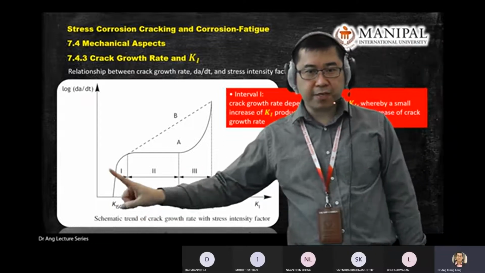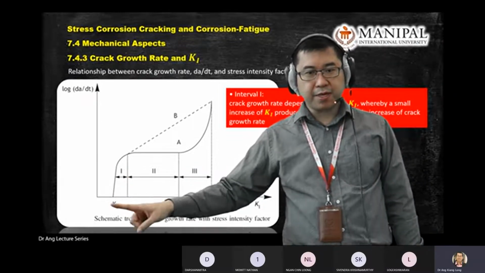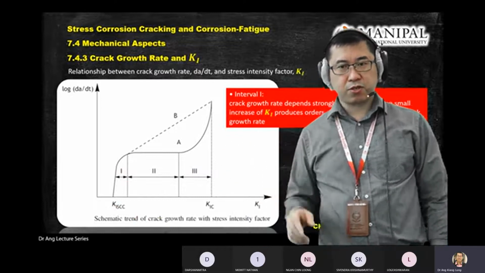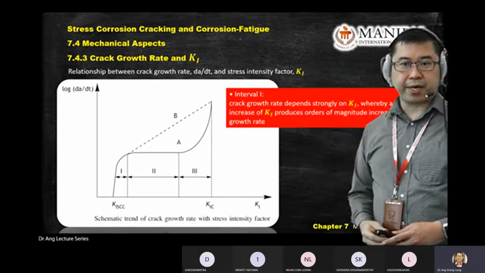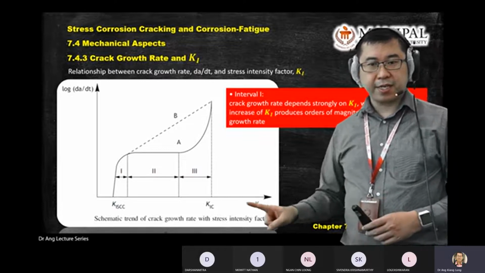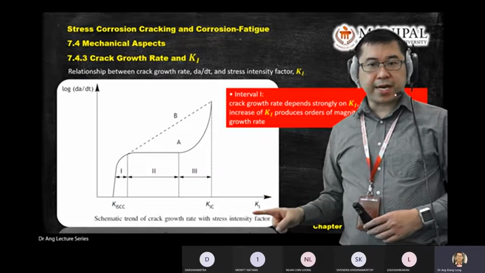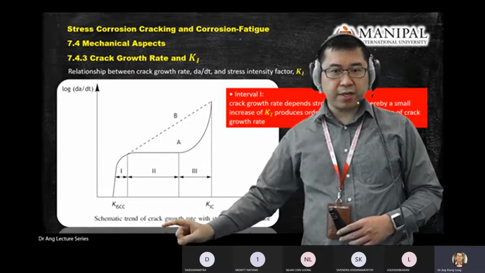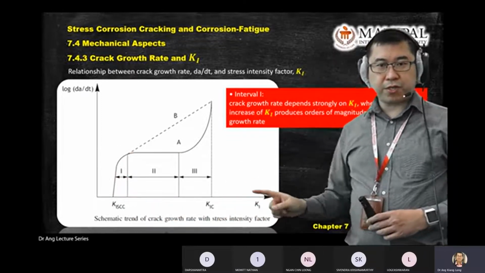So it depends strongly on Ki. And the slope is very steep. The slope is very steep. So we can say the relationship is strong. Strongly dependent on something. In this case, Ki, your x. You increase a little bit of x, your y is already a lot. So Ki influences your y.